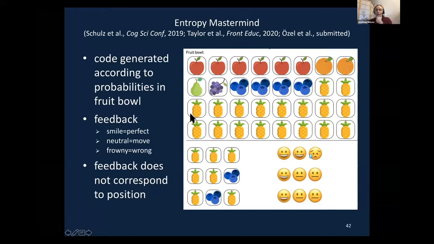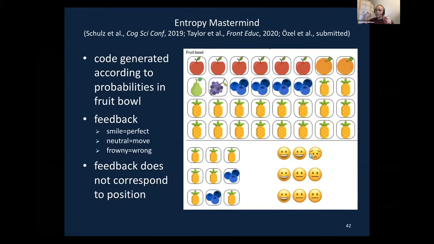Okay? And the player's task is to try to figure out what the hidden fruit code is in as few queries as possible. So in their first query, they guessed all pineapples, and the feedback was 2 smiley faces and 1 frowny face. And what that means is that 2 items in the guess were exactly right. 1 item wasn't in the code at all. But importantly, we don't know which 2 items were exactly right. Okay, so the smiley faces always come first. So in the second guess, they did pineapple, pineapple, blueberry, and they got 1 smiley and 2 neutral faces. So this means that 1 of the items in the guess is exactly right.